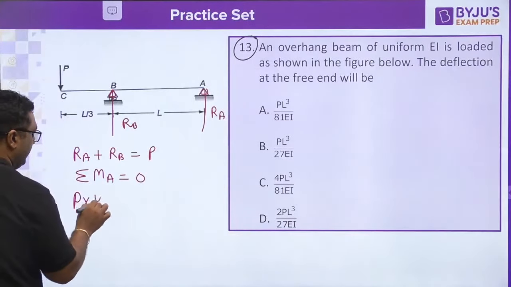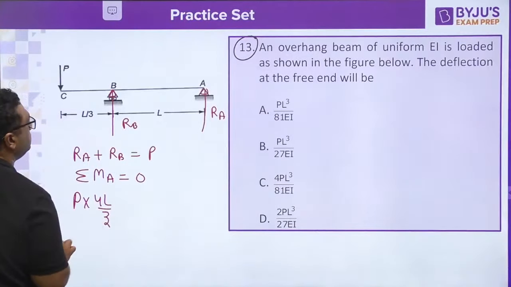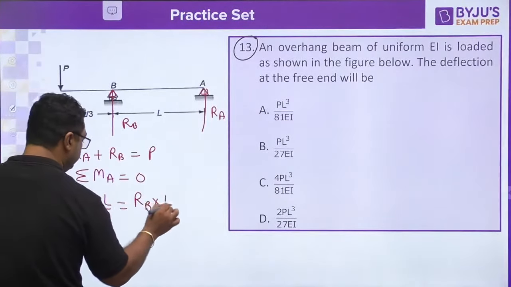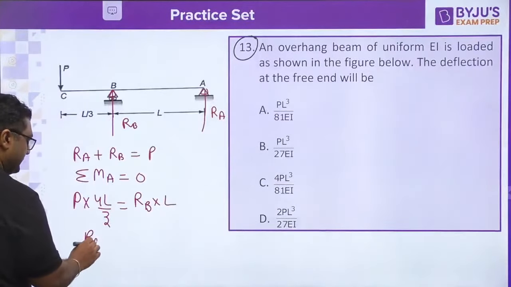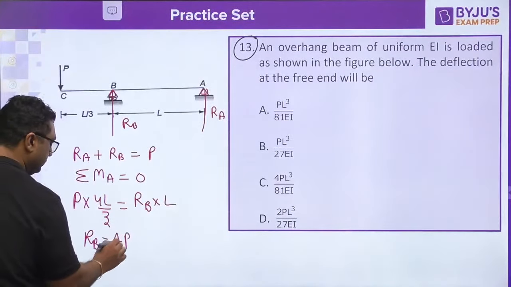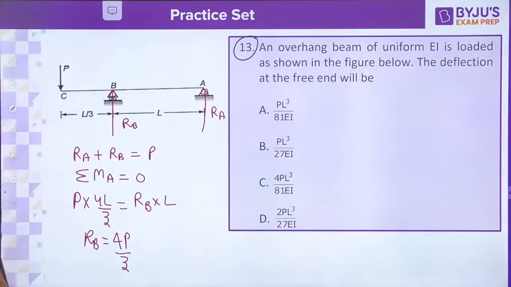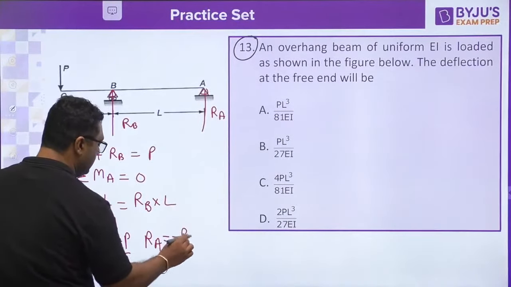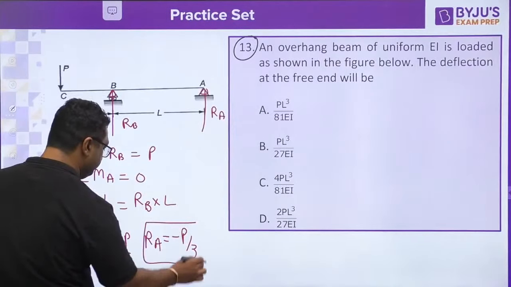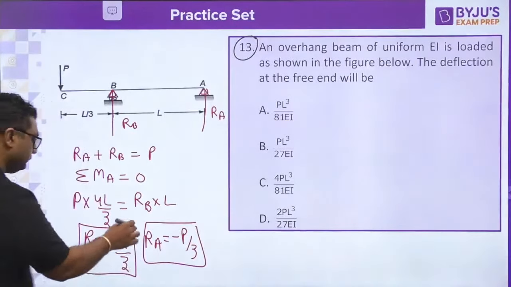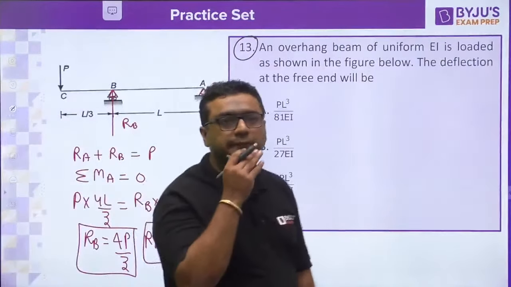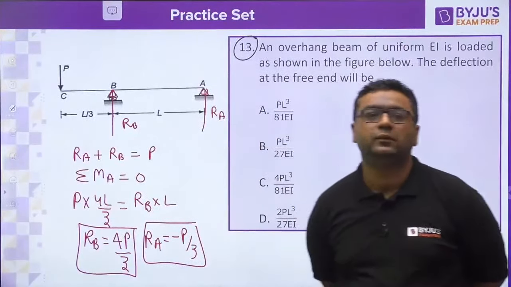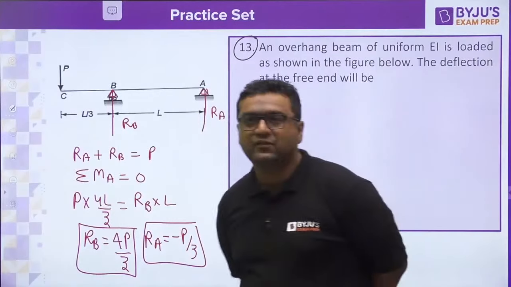P into 4L by 3 is equal to RB into L. So RB is 4P by 3. RA is minus P by 3. Is it fine, guys?